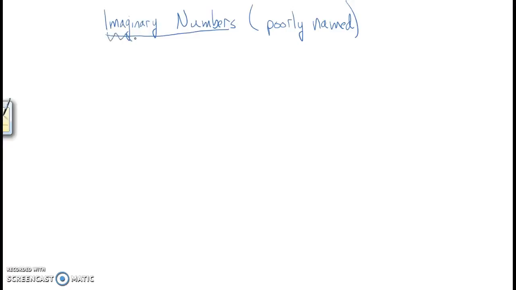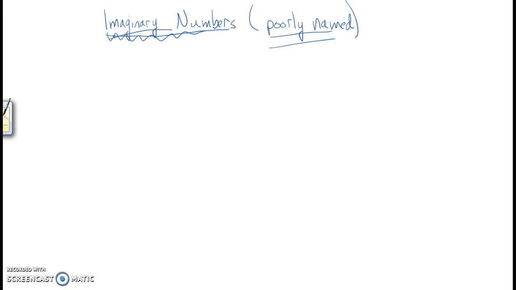Quick explanation of imaginary numbers. And these are very poorly named because when we say they're imaginary, it makes it sound like they're not real, or they're not an actual thing. But they are an actual thing. They are actually useful. They're used in engineering and things like that.